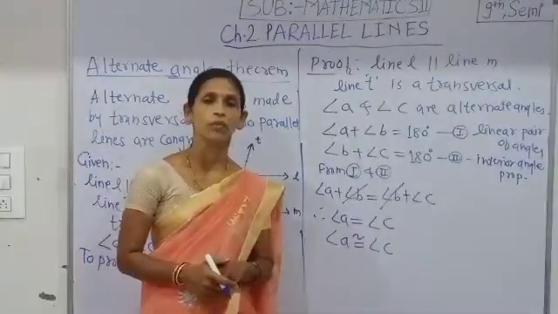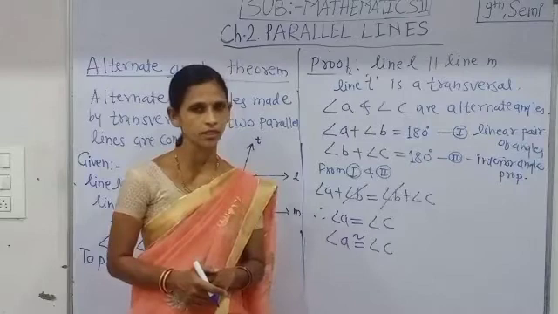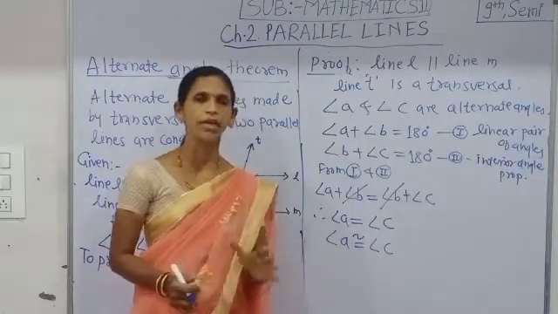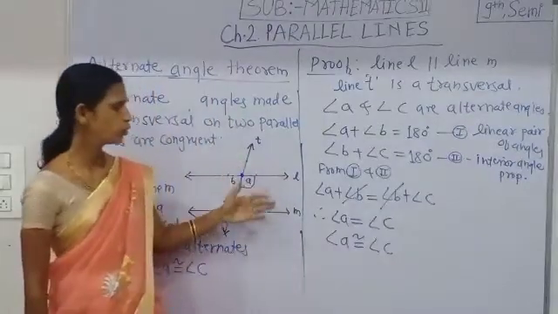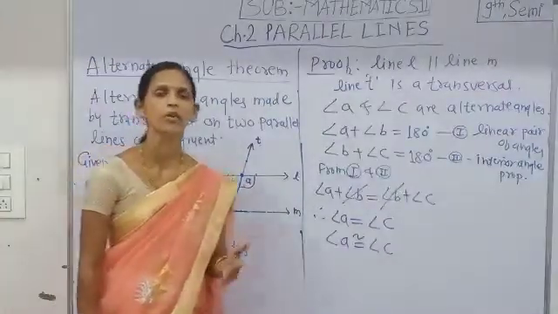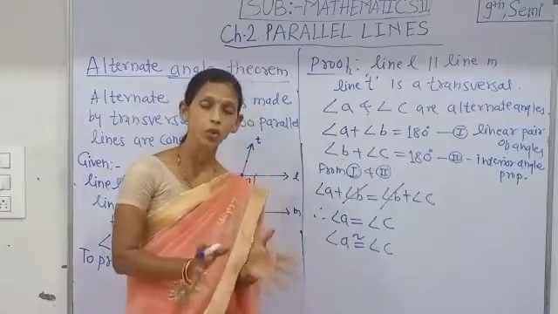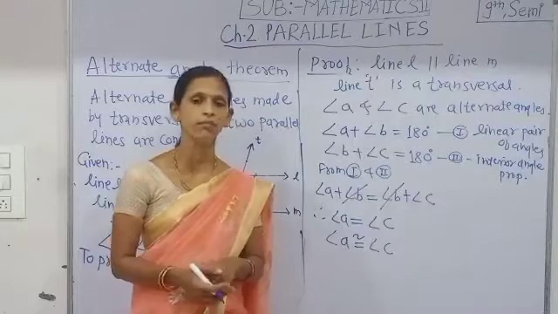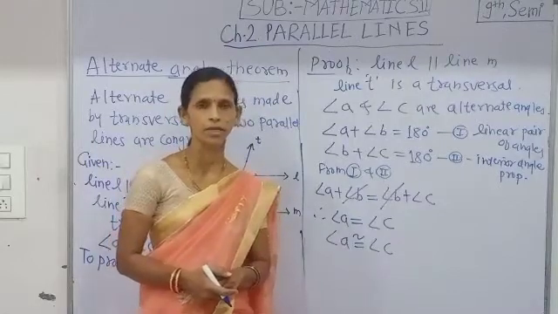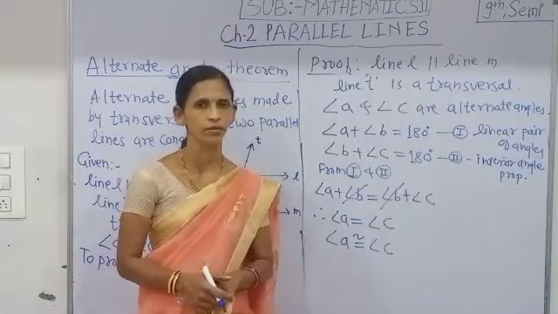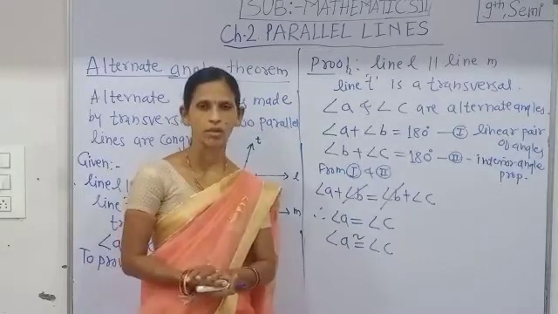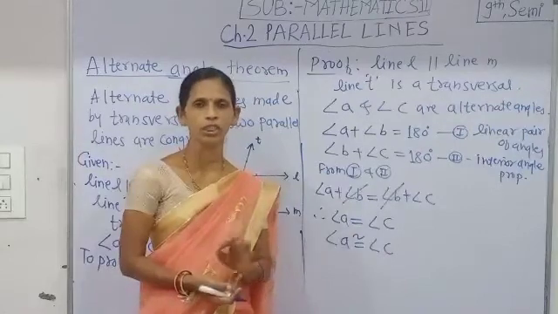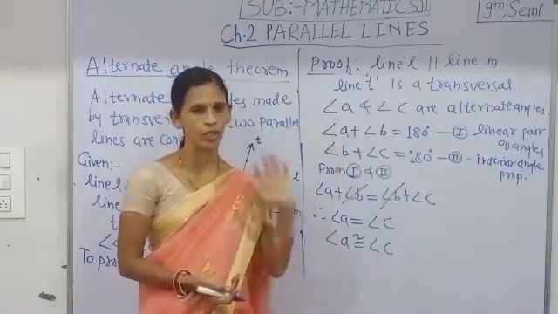That is about the properties of interior angles, alternate angles and corresponding angles made by a transversal on two parallel lines and their proofs. Those properties are used to solve the examples from practice set 2.1. You should solve the examples from practice set 2.1, which are based on those properties.